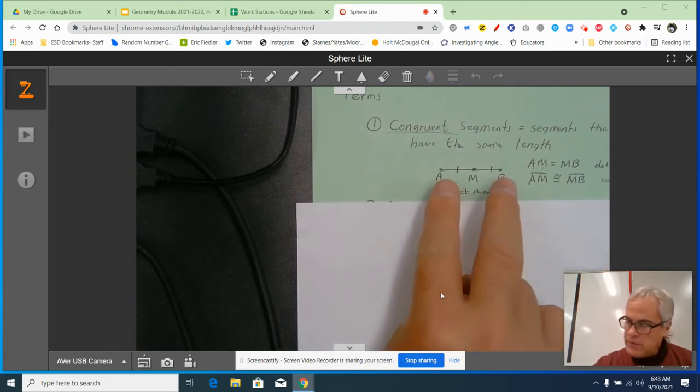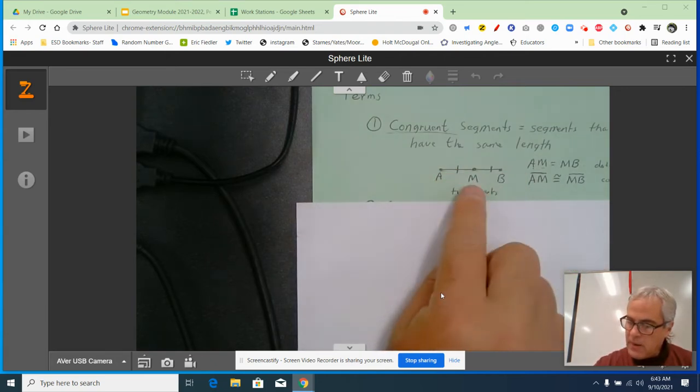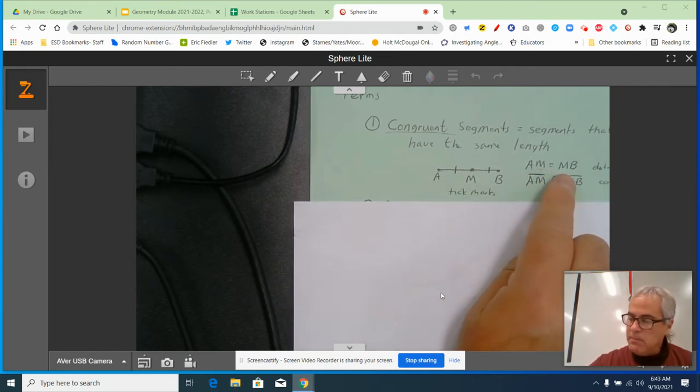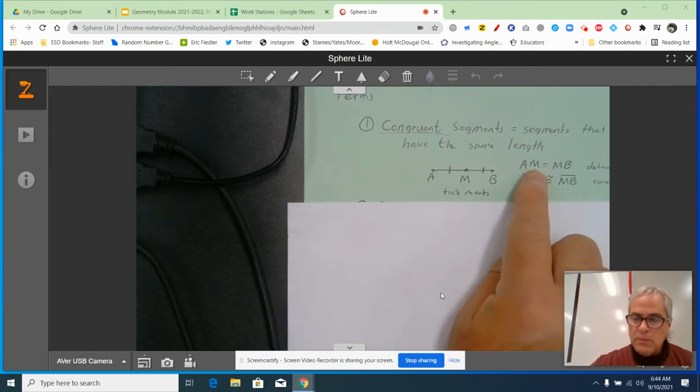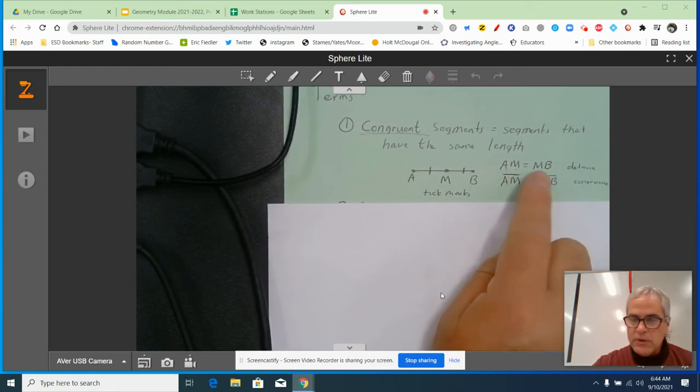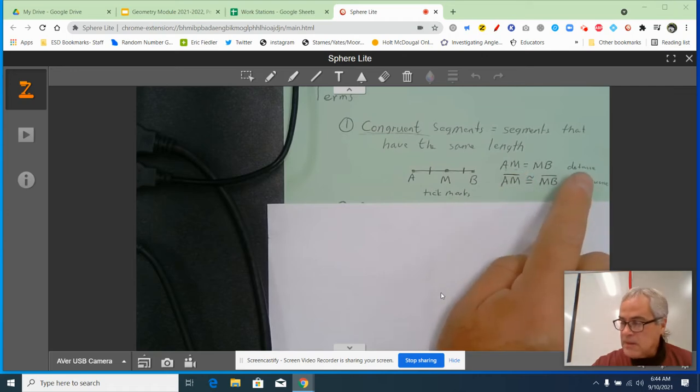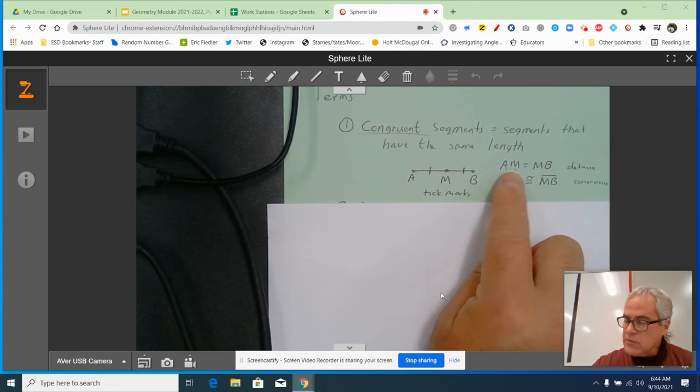Here's what I did: I drew segment AB, and then I put M right in the middle, such that AM is equal to MB. And remember, when you write letters with no symbols above them, that means distance. That word right there says distance. It's really sloppy. So the distance from A to M is equal to the distance from M to B.